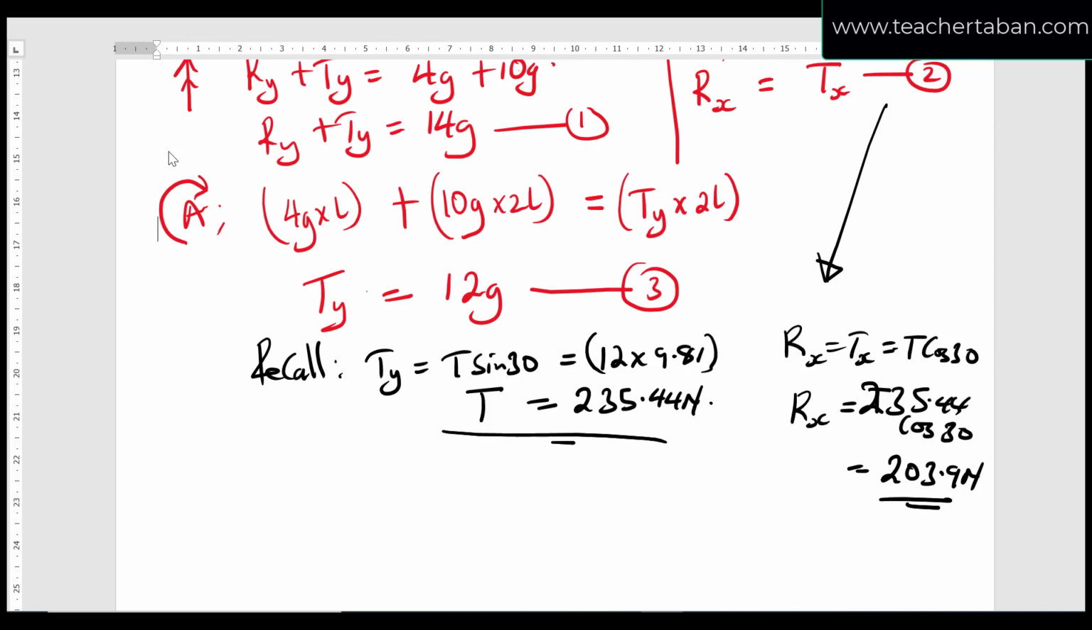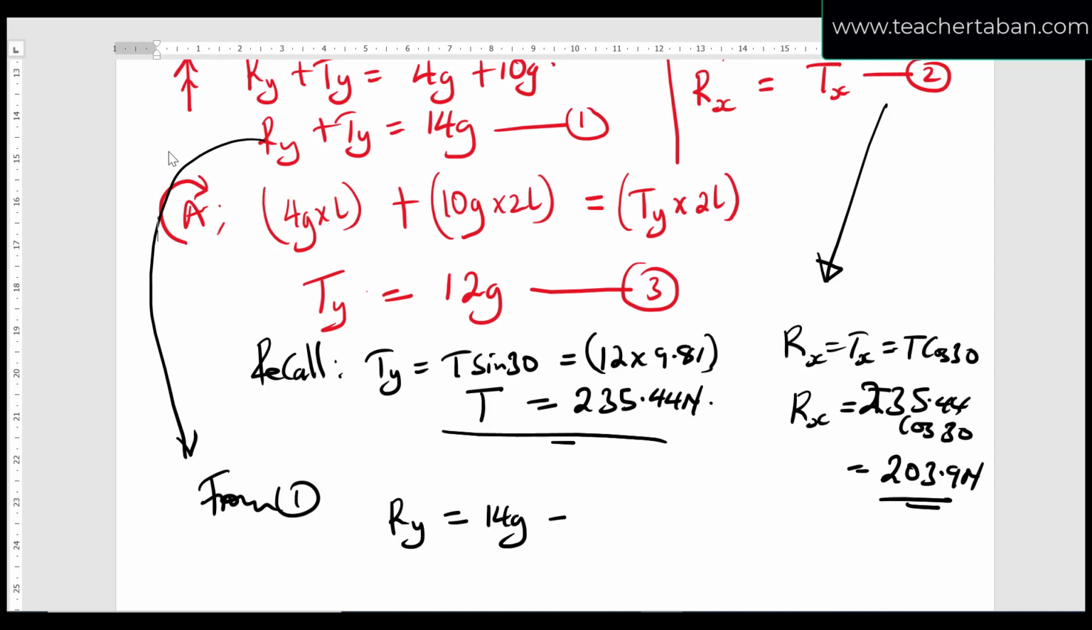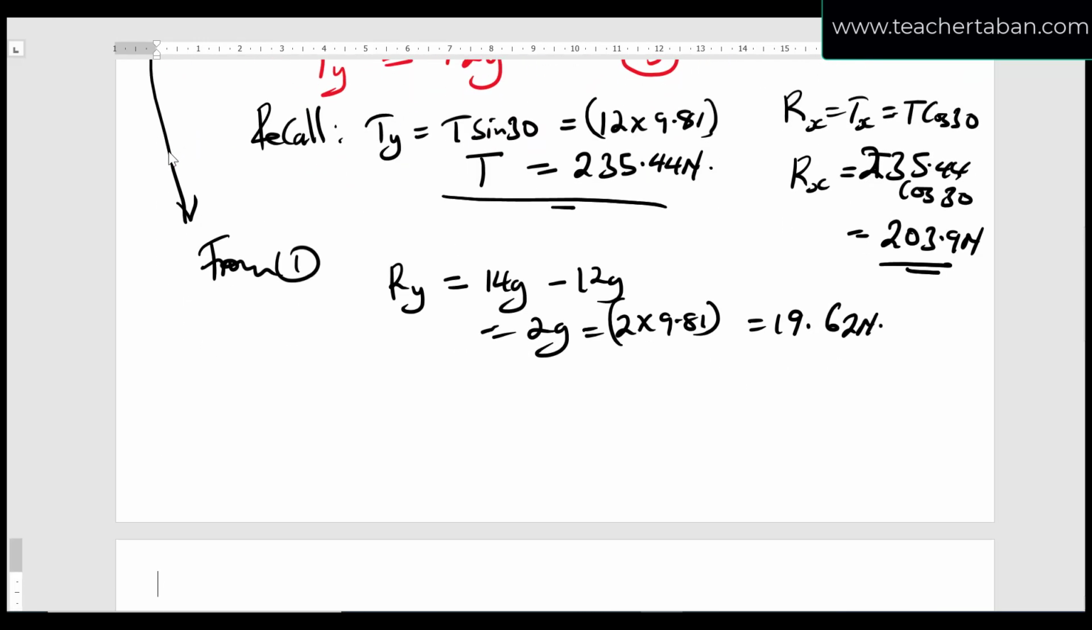Likewise, from equation 1, our Ry will be equal to 14G minus Ty, which is 12G, which will give us 2G, and this is the same as 2 times 9.81, which will give us 19.62 newtons. That is what we do get.